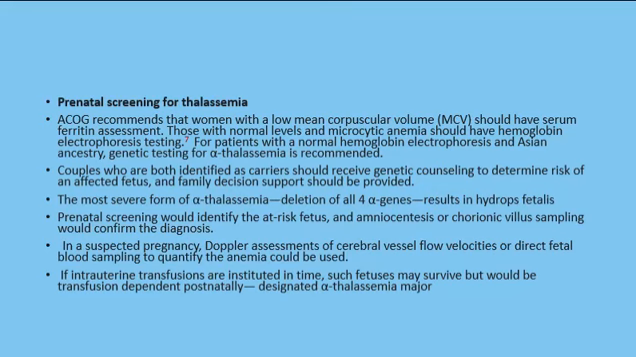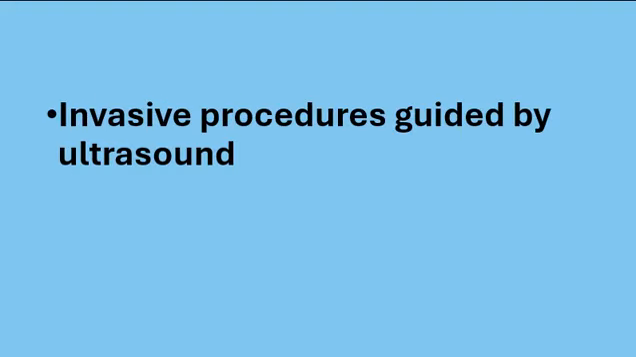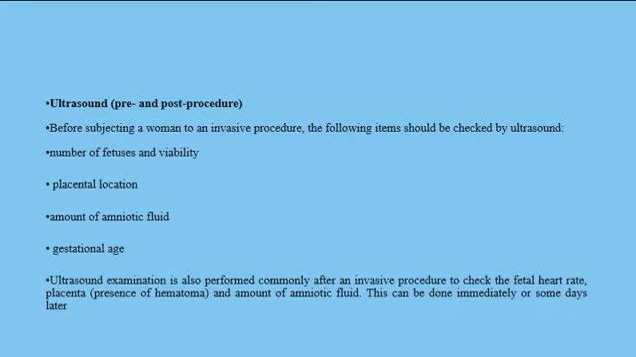Invasive procedures guided by ultrasound. Ultrasound, pre and post procedure. Before subjecting a woman to an invasive procedure, the following items should be checked by ultrasound: number of fetuses and viability, placental location, amount of amniotic fluid, and gestational age. Ultrasound examination is also performed commonly after an invasive procedure to check the fetal heart rate, placenta, presence of hematoma, and amount of amniotic fluid. This can be done immediately or some days later.